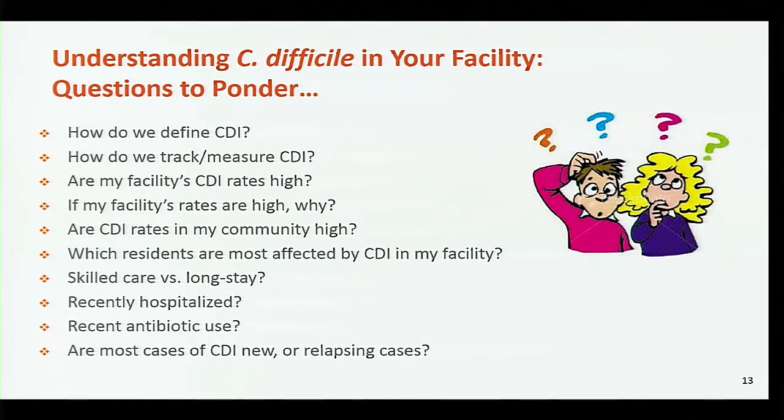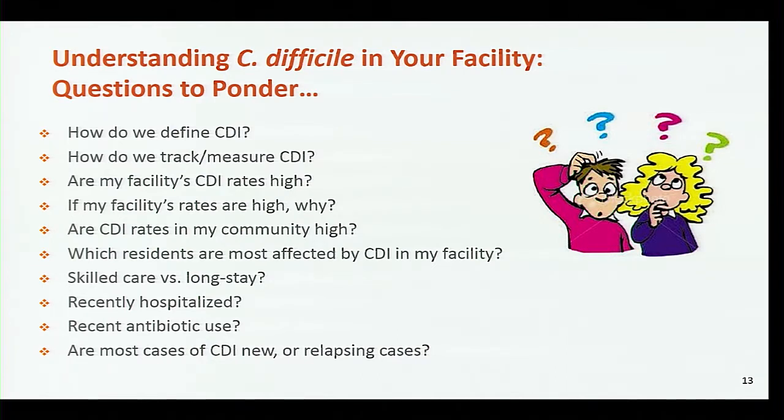How do we define C. difficile? If you don't participate in NHSN, how do you define which residents get reported or included in your plan for C. difficile? How do you define a duplicate specimen? How do you track and measure C. difficile in your facility? Because if you're not tracking and measuring, how do you know what your risks are?